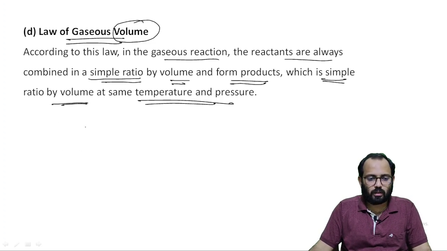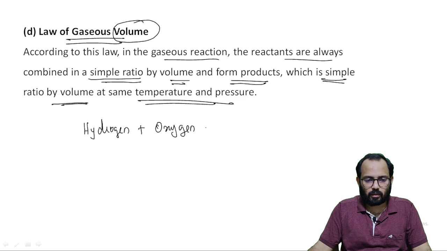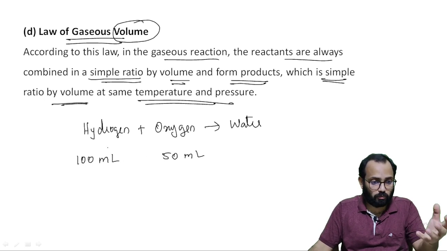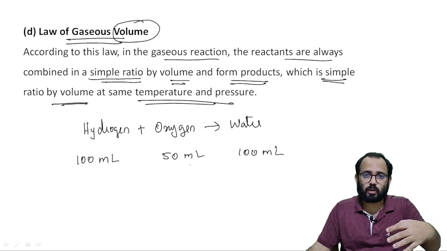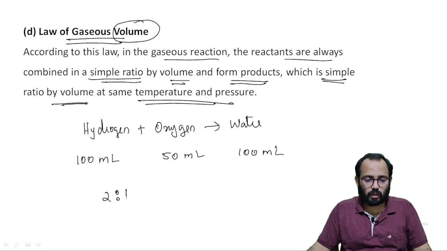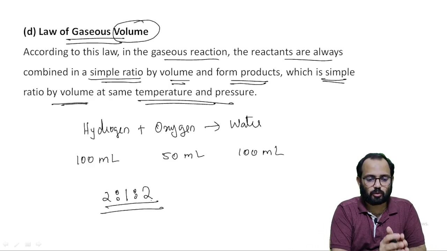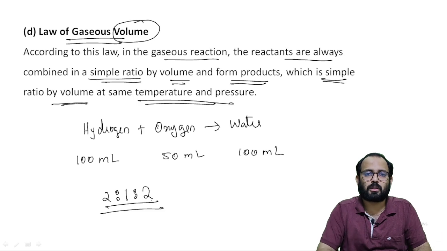So when you have hydrogen reacting with oxygen, what are you going to get? You will be getting water, right? So what they are telling us, if 100 ml of hydrogen is reacting with 50 ml of oxygen, you will be getting 100 ml of water. So what is the ratio of volume they are combining? 2:1, and the product is also in a simple ratio with this. So 2:1 is the ratio of this particular reaction.